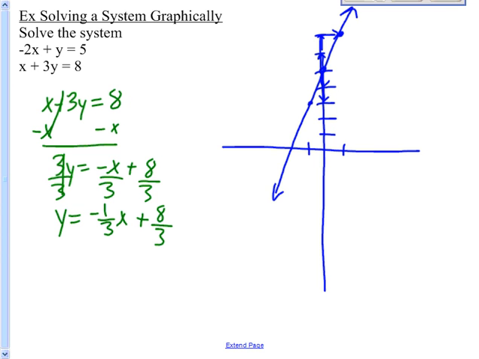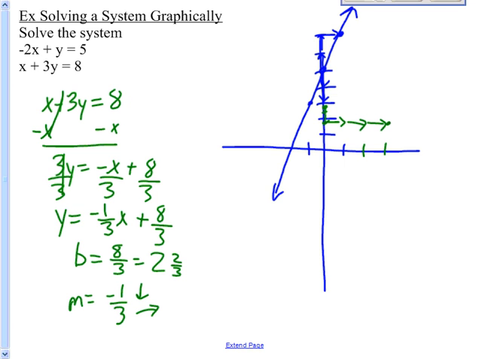Now this is kind of annoying. Our y-intercept is 8/3, or in other words, 2 and 2/3. Same thing, 8 divided by 3 is 2 with remainder 2. 2 and 2/3 of the way up, so I'm right there. And then I'm going down 1, right 3. Down 1, right 3. 1, 2, 3. So I'm right there. Okay? And then I draw that line as best I can.